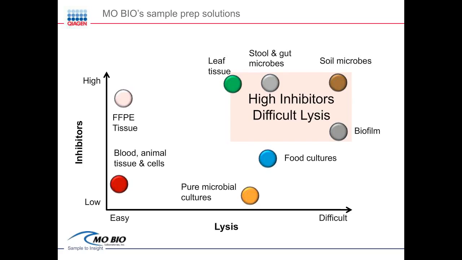And it's one of the key things that MoBio specializes in: isolation from sample prep, especially with high inhibitors, that is leaf tissue or your stool and gut, soil microbes, also biofilms. As you see, if you look at the inhibitors in this graph, the x-axis is easy to difficult, and on the y-axis, it's low to high. The FFPE, blood, or even pure microbial cultures are a little easier, but one of the most difficult samples is, for example, leafy tissue, which is very fibrous, whereas stools, microbes, and biofilms are more difficult because of the high level of inhibitors.